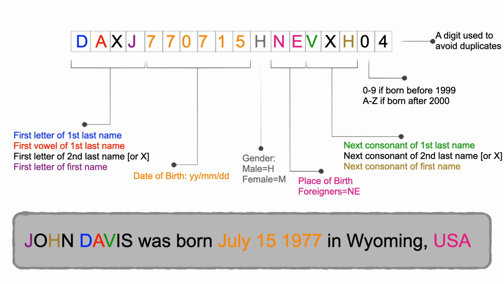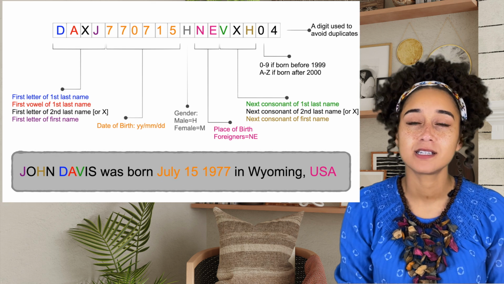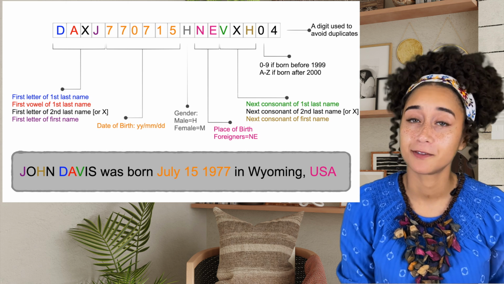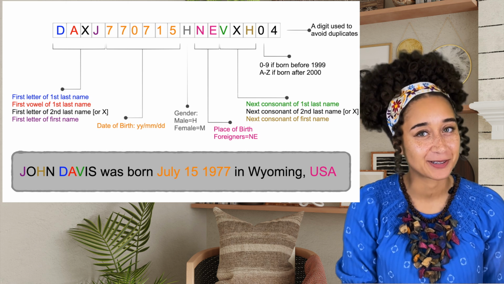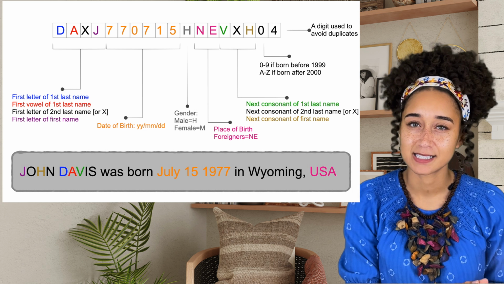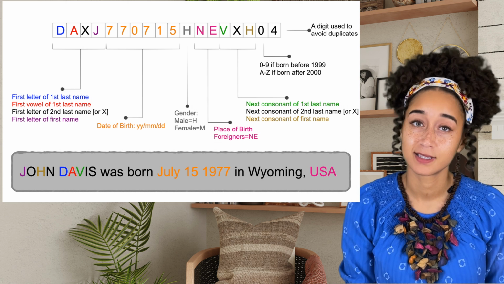What's inside of the CURP? Well, let's look at an example of John Davis, who was born on July 15th, 1977 in the state of Wyoming of the USA. The first 4 digits of the CURP are letters from your full name. The first is the first letter of your first last name, or according to Mexico, your paternal last name. If the first letter of this last name begins with an ñ, the letter X is usually used.